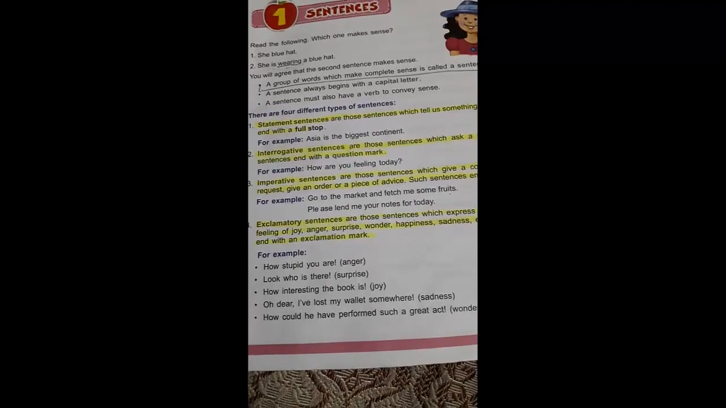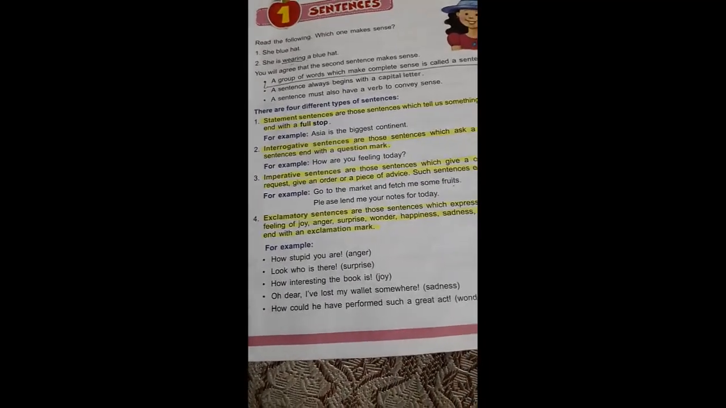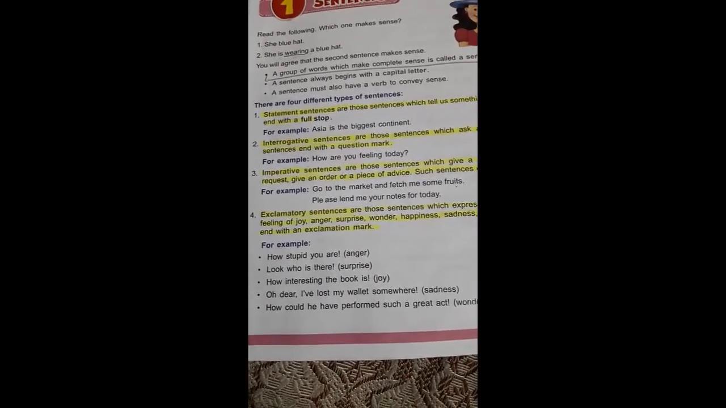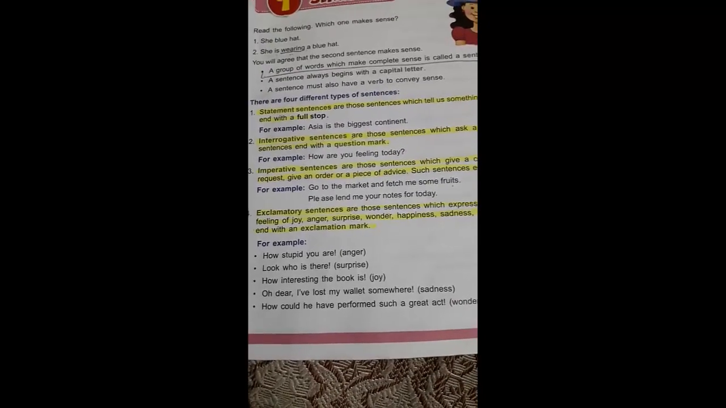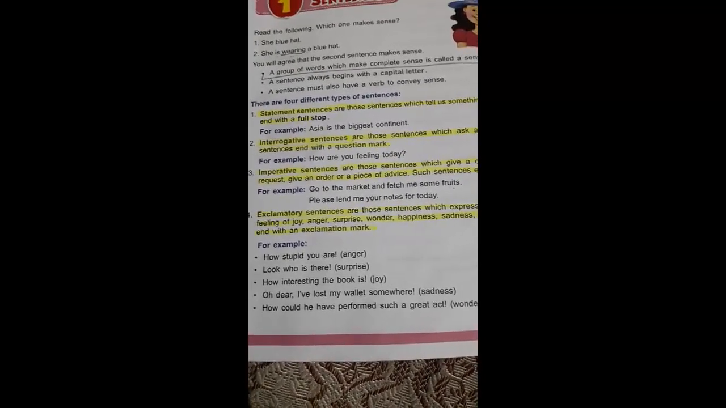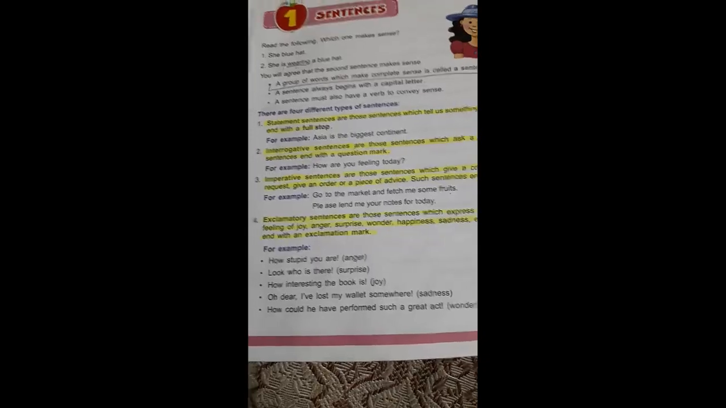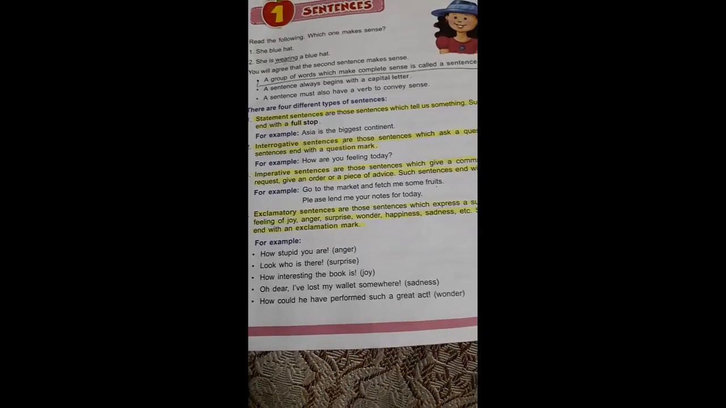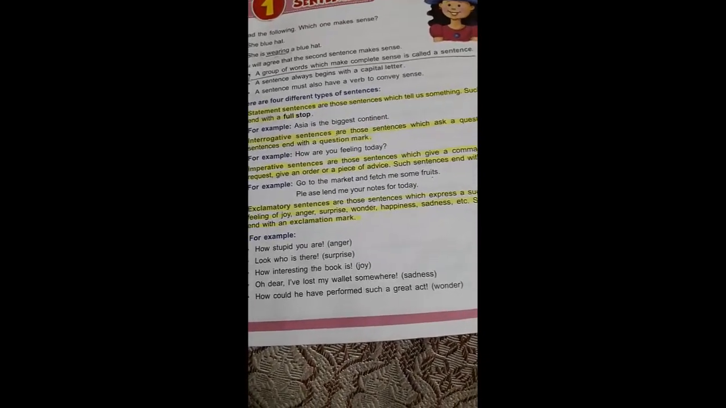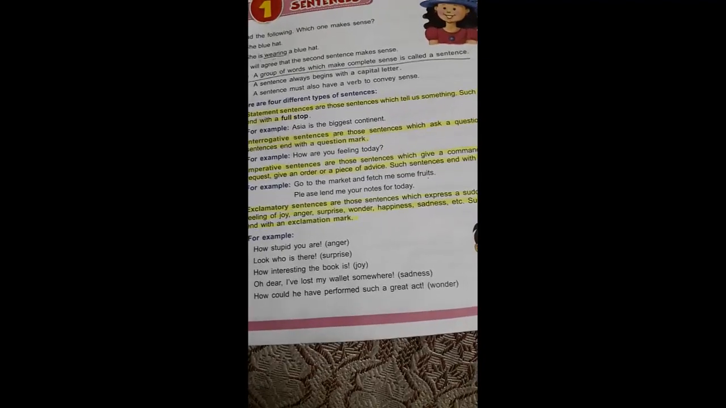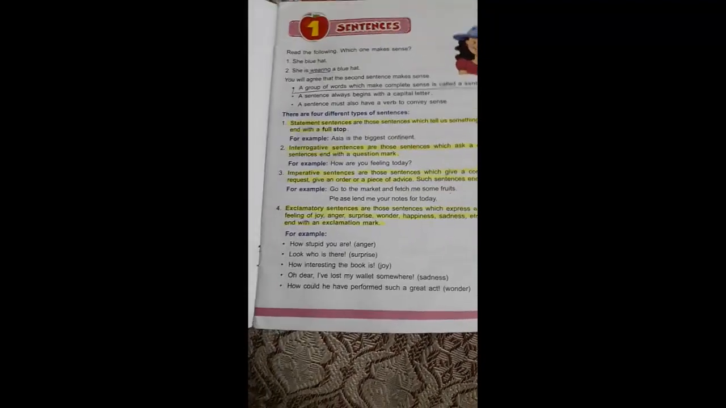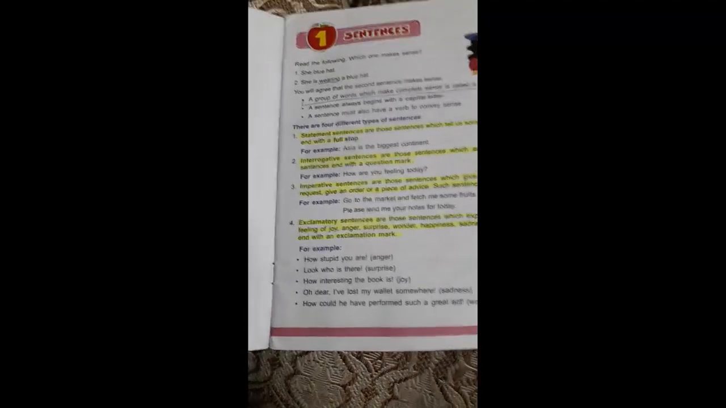If we read an example from the book, it is an example of the statement sentence. Asia is the biggest continent. Here the writer gives us a kind of information that Asia is the biggest continent. So a statement sentence tells us something or gives us information. For example, we can add some more examples like he goes to school every day, or the sun rises early in the morning. Right? These are two examples of the statement sentence.